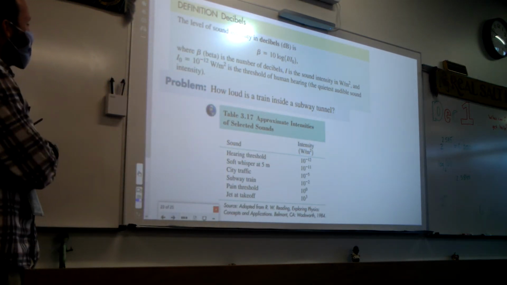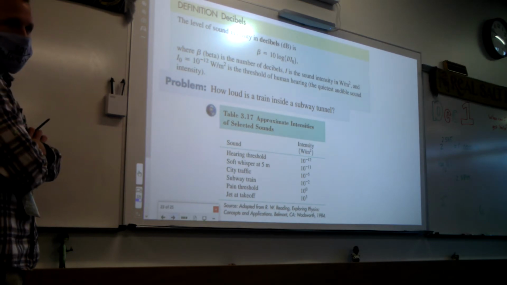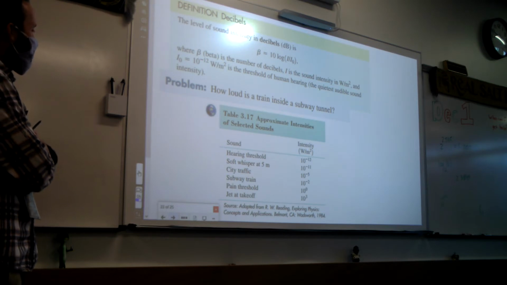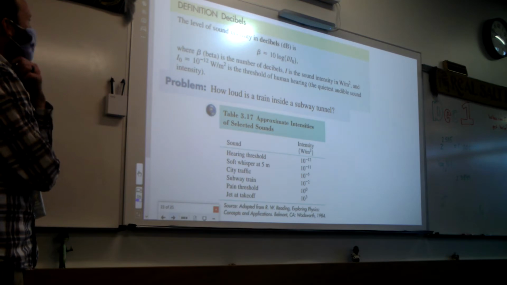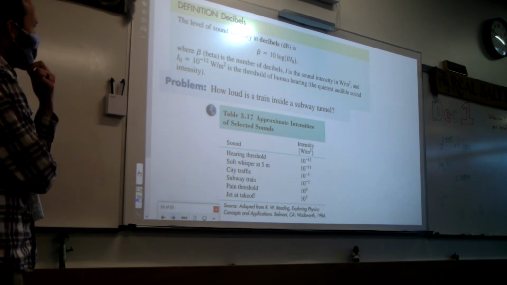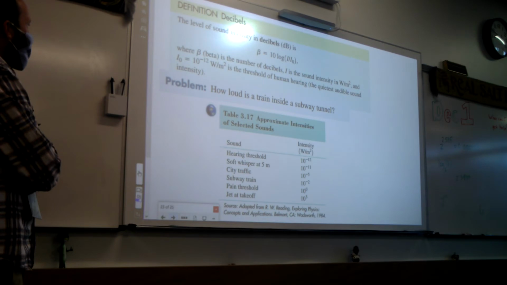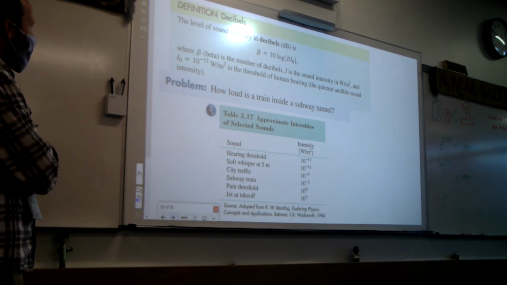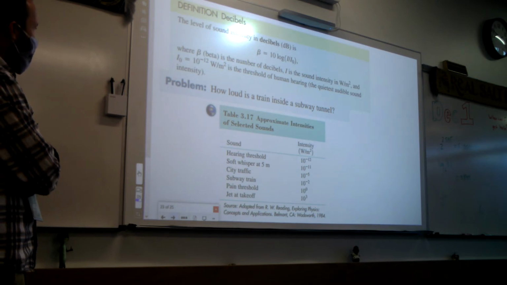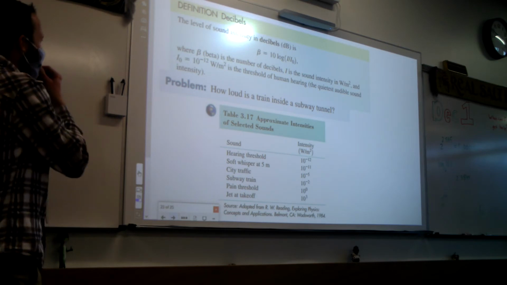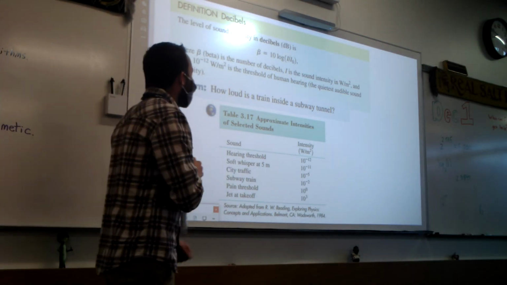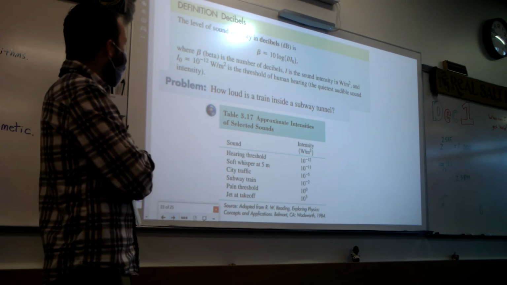So how do we measure sound? The loudness of sound. What is its unit? Good job. Did you read it? Yeah. Oh, okay. But you guys have heard of it before, right? The level of sound intensity in decibels is given by that formula, where beta is the number of decibels, I is the sound intensity in watts per meter squared, and I sub naught is that. Now, this is the threshold of human hearing. In other words, it's the quietest audible sound intensity.